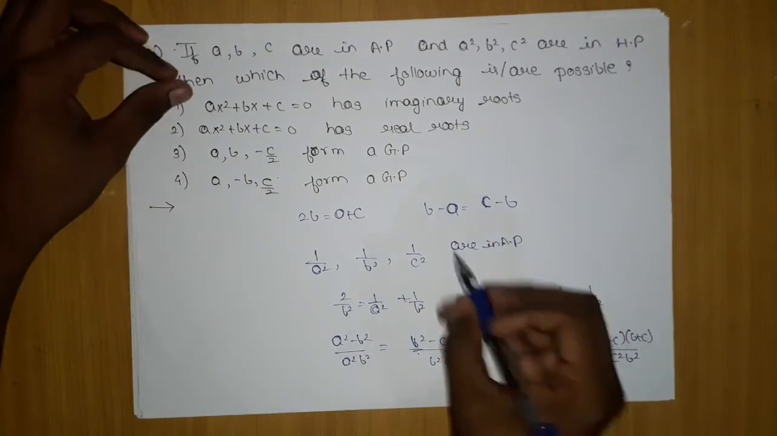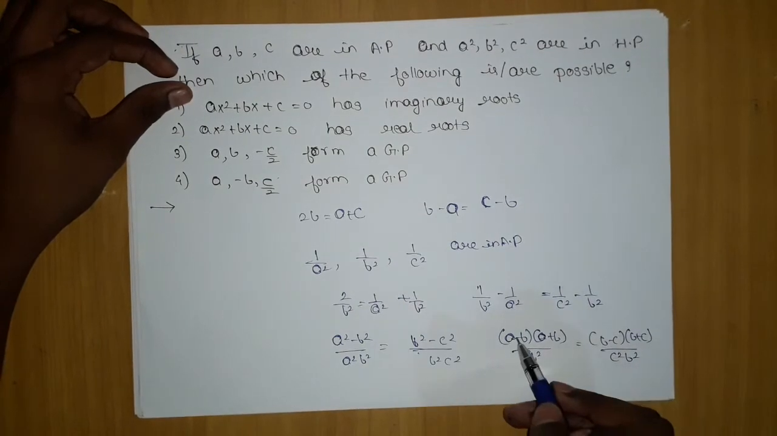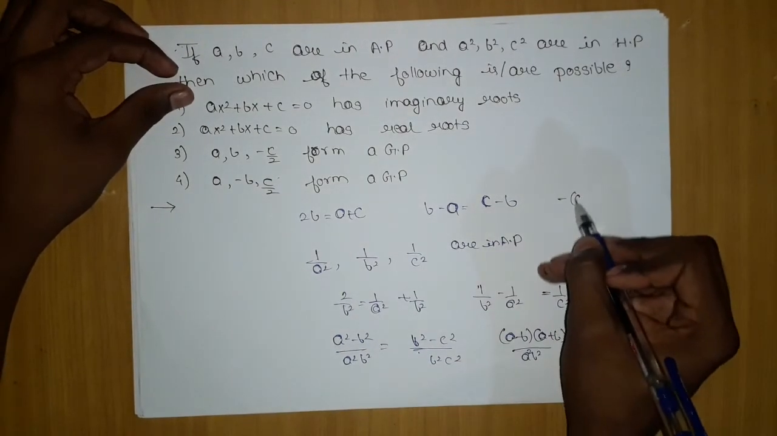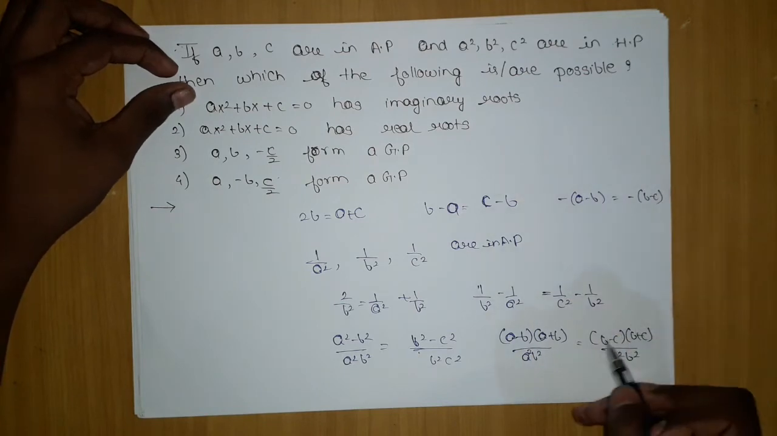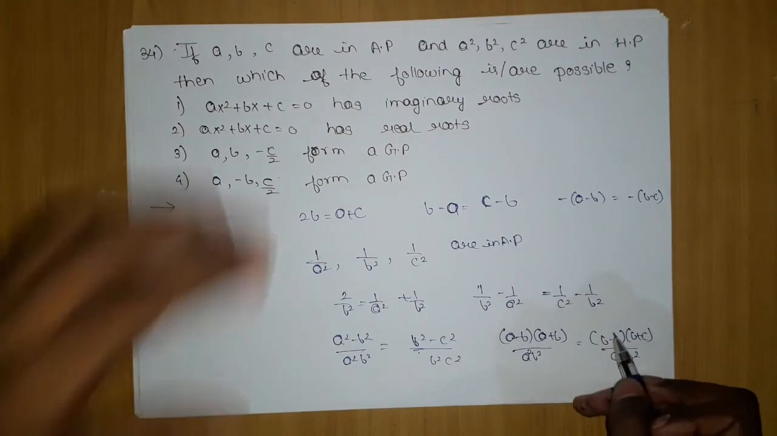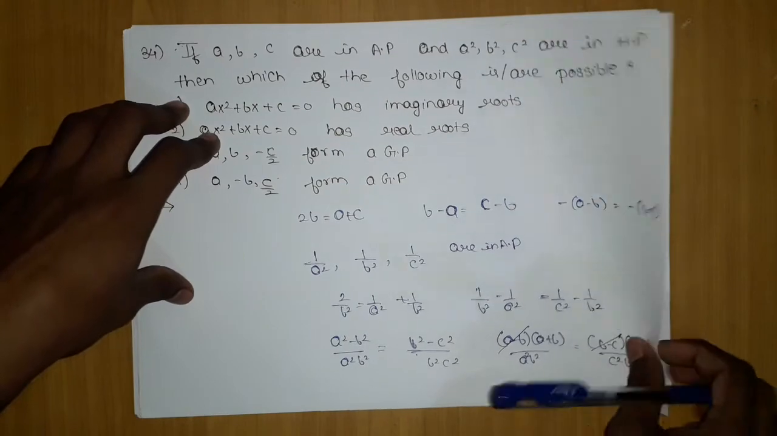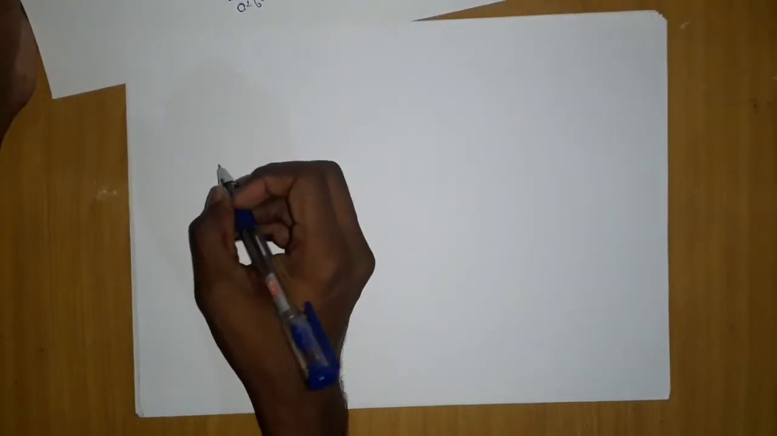Now listen, here I have C minus B and A minus B equal. If I take the minus sign outside A minus B, it will become this, and if I take minus outside B minus C, it will become this. So here the minus sign will cancel out and this will also cancel out. Okay, so what I will be left with will be like this.